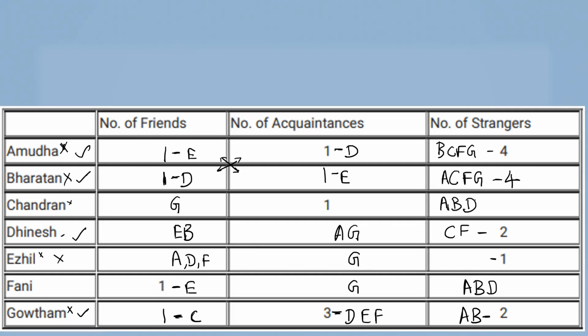Okay. So what about Chandran? Chandran is a stranger to Dinesh. So Dinesh I have written here. So what about Chandran? Chandran is a stranger to Chandran. Okay. So A, D, F, G. So let us write the numbers now.